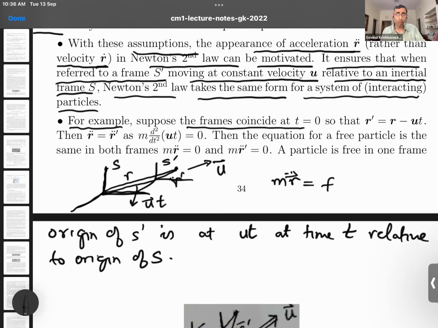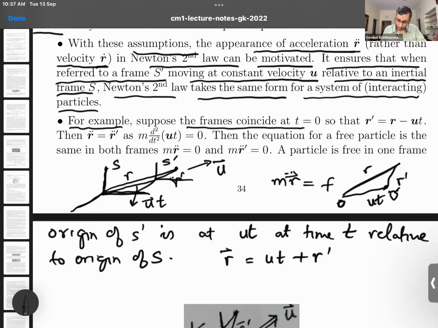As a consequence, looking at that little triangle, we can say that R is equal to UT plus R prime. Okay, so I'm looking at this triangle. I'm just enlarging it over here. This was R, this is UT, and this is R prime. This is the origin of the old system S, and this is the origin of the prime system S prime. Okay, so looking at this triangle and using our parallelogram law of addition of vectors, we get this formula. Or in other words, R prime is equal to R minus UT.